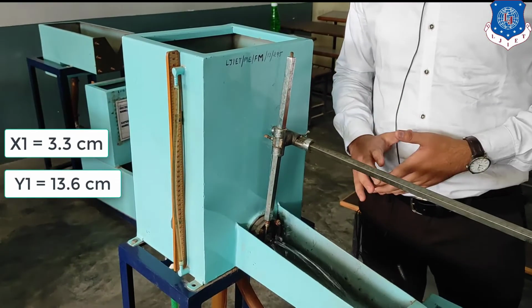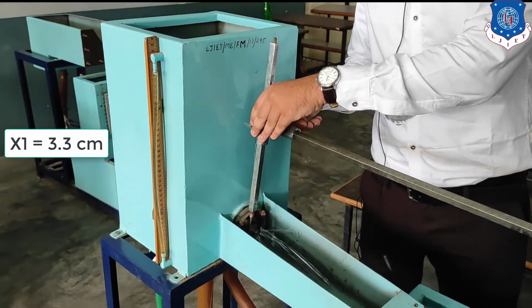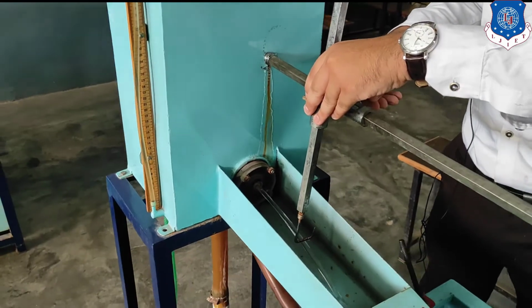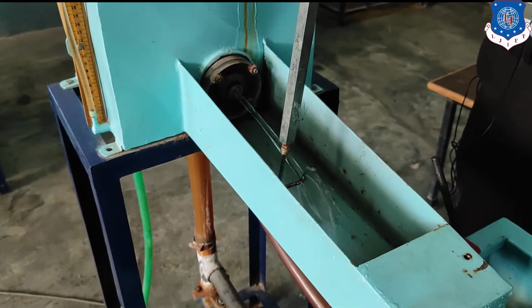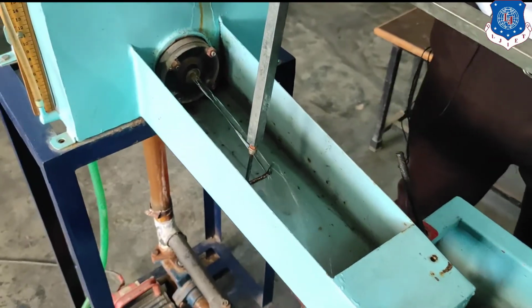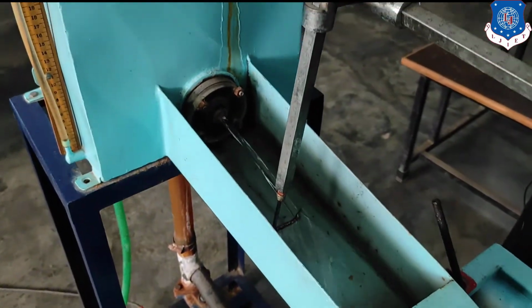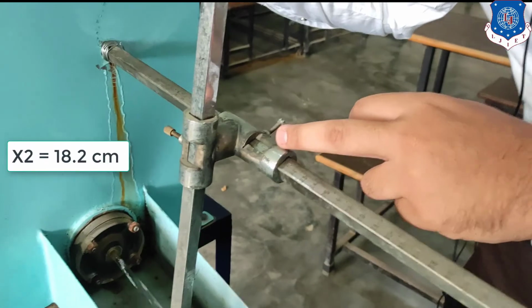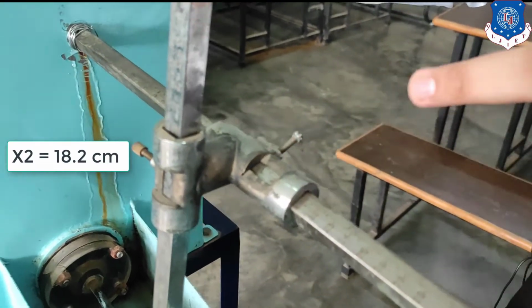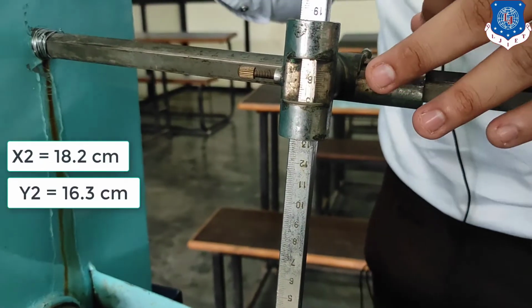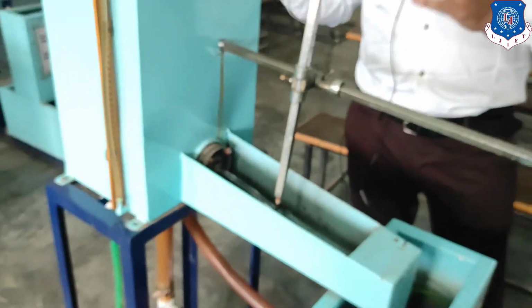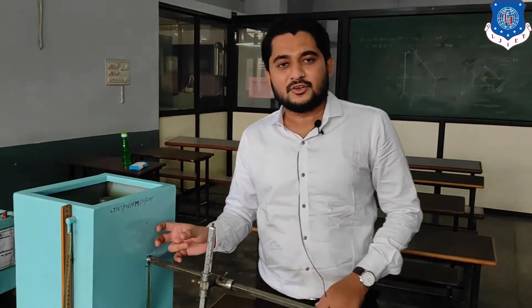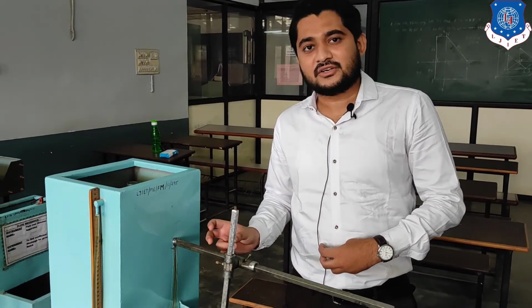Now let us take any intermediate point for the x2 and y2 readings. So here let us take this reading as x2, and for the center of the jet, this is known as y2, right? So the x2 reading will be 18.2, and the y2 reading will be 16.3, right? So if we subtract x1 from x2, that will be our x, and if we subtract y1 from y2, that will be our y, right?